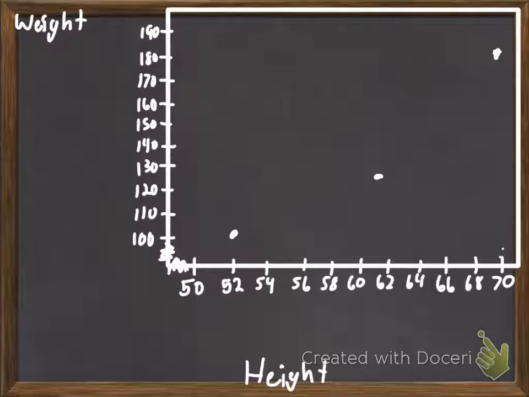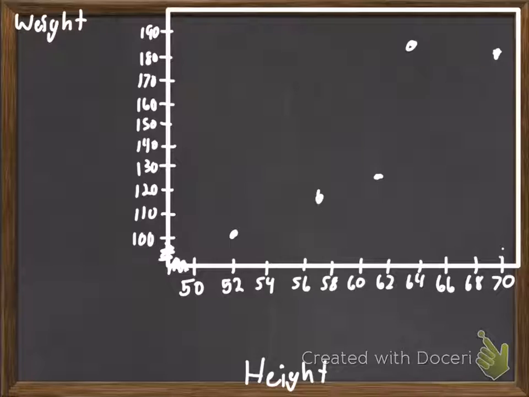63, 185, and 57 and 120. So you can see why it's called a scatter plot, because these are scattered all over the place.